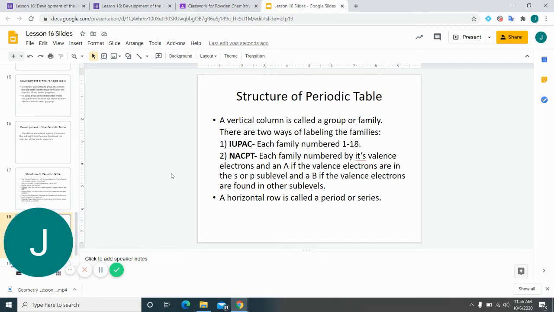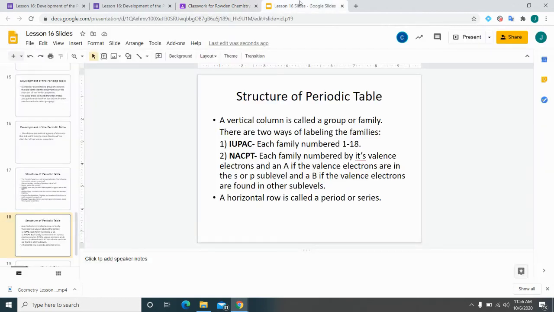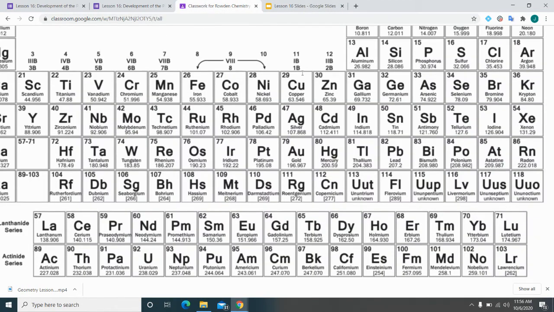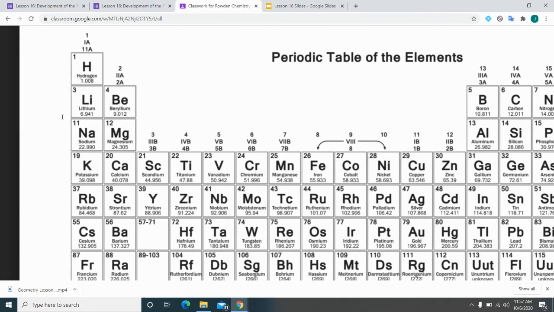So there are 2 different ways of naming the vertical columns. First off, we call them either a group or a family. So you'd say this right here is group 8, or group 11. There are 2 different naming systems. The IUPAC system, we number them 1 through 18. See right here up on top, number 11 right here, number 12, 13, 14, 15. That's the IUPAC system of naming these columns or groups or families. So family 4 would be right here, and it includes all of these.